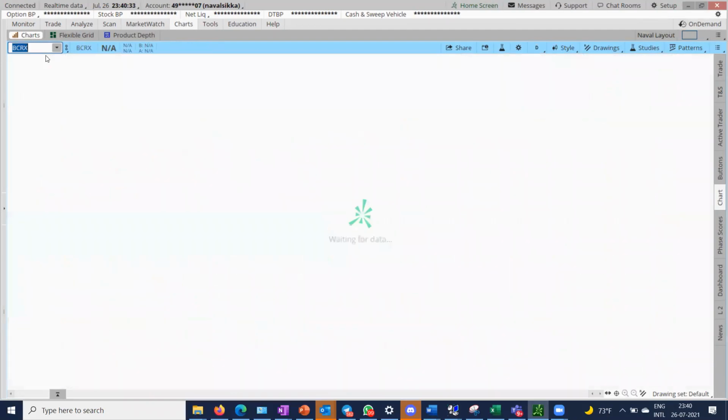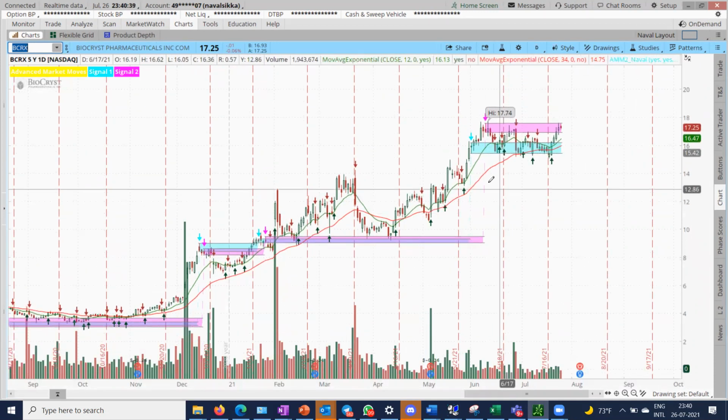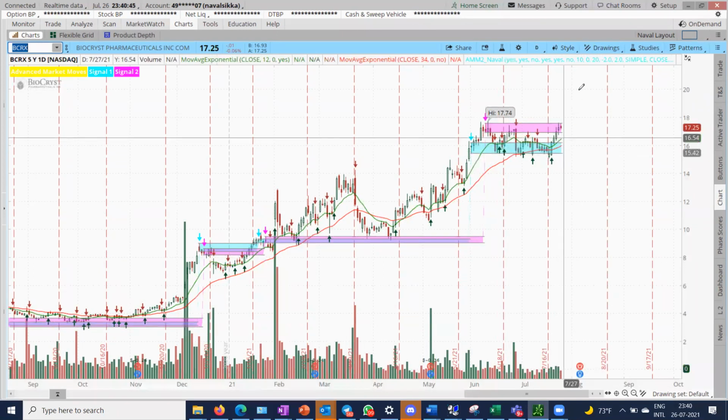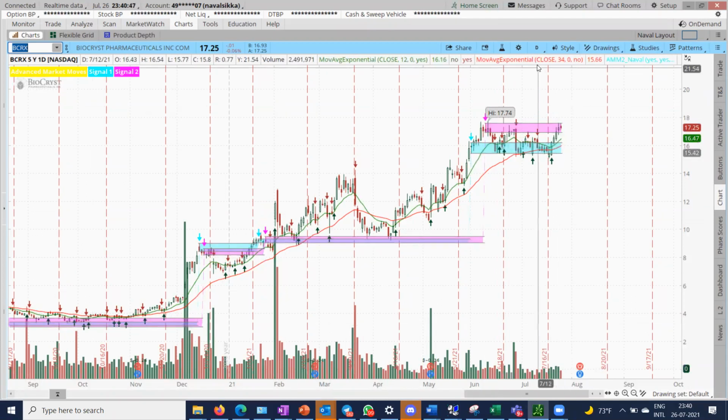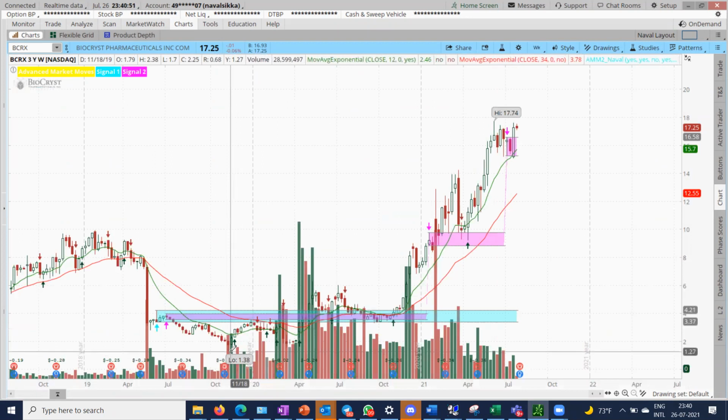BCRX. I think it's about to break out. It had a good consolidation in this area. Now, let me go to the weekly lows. Its low is 1.